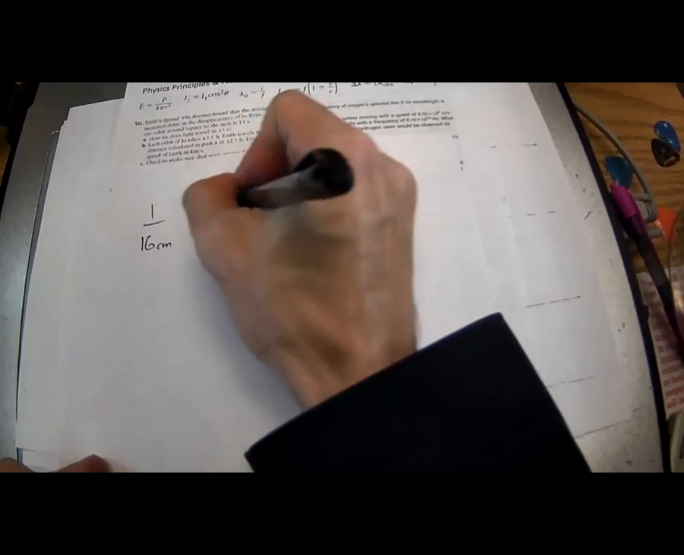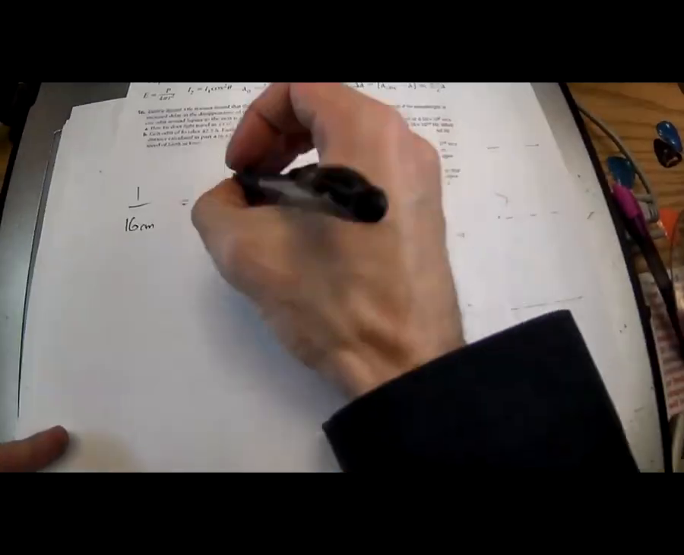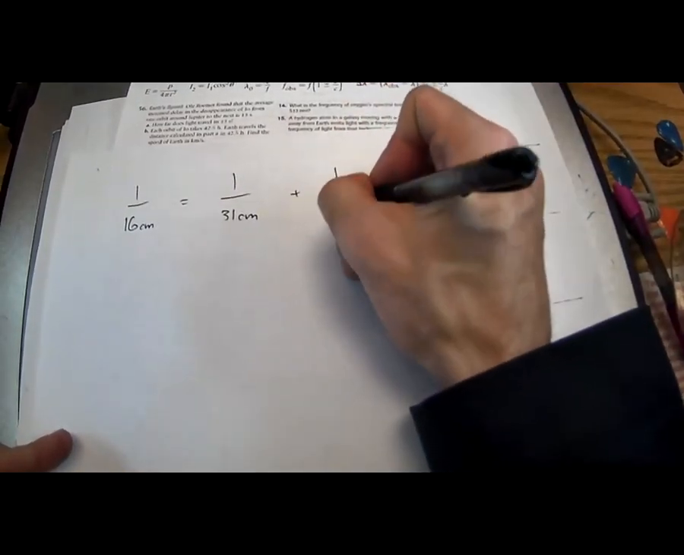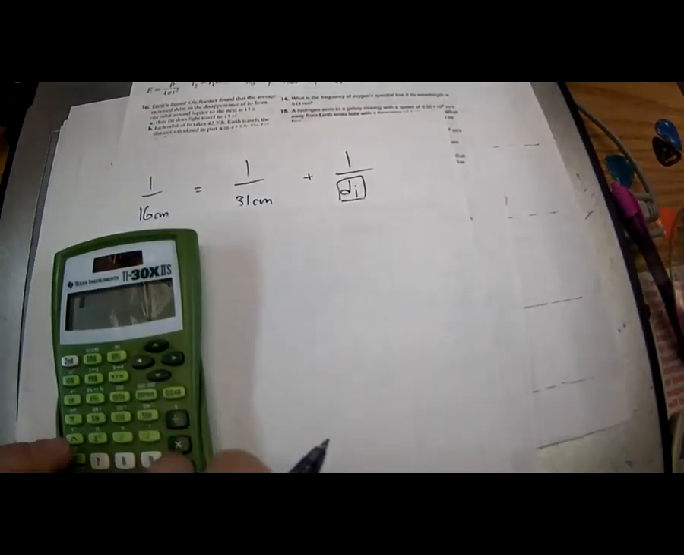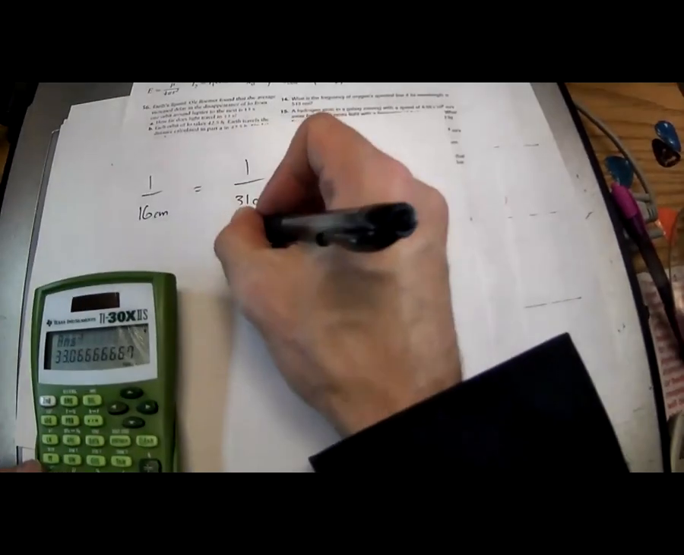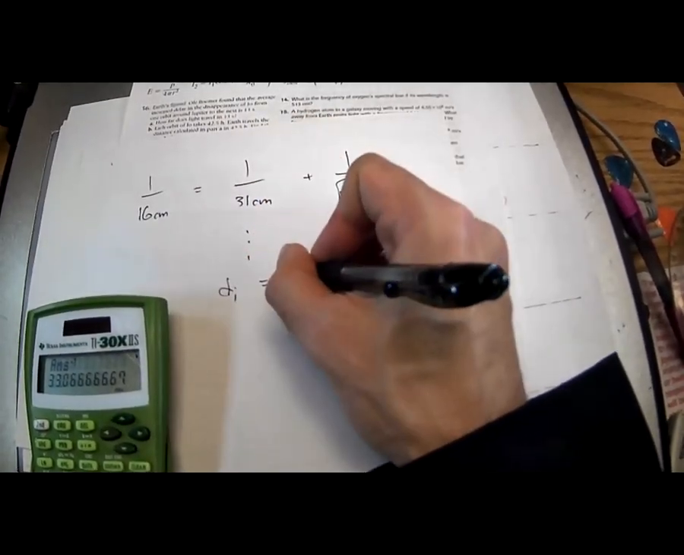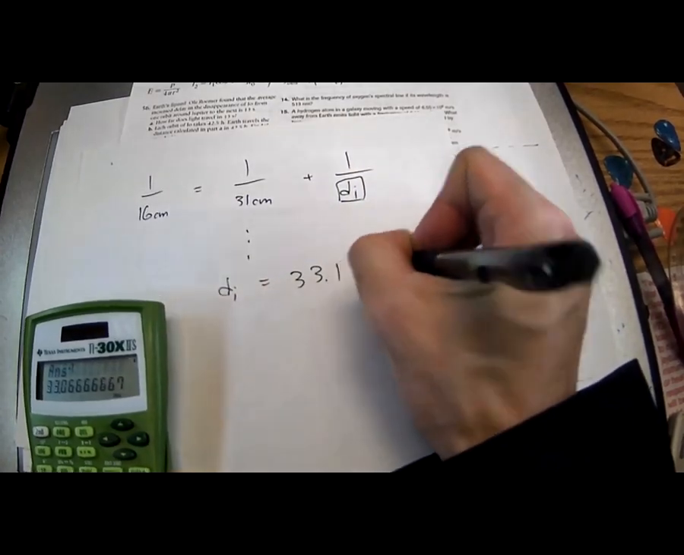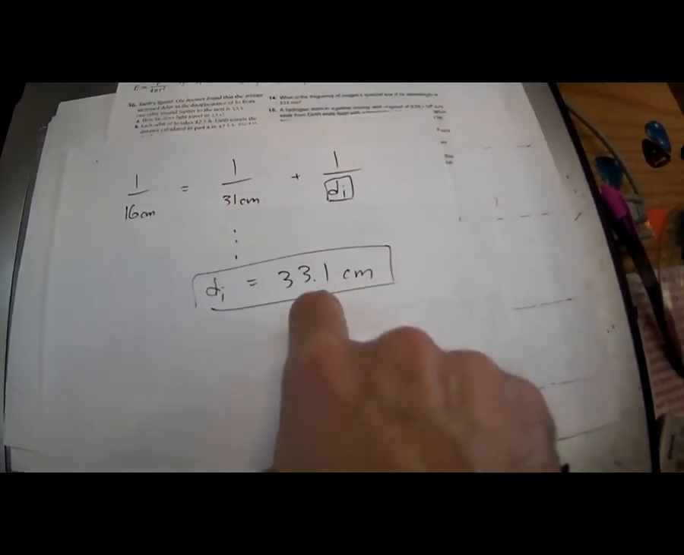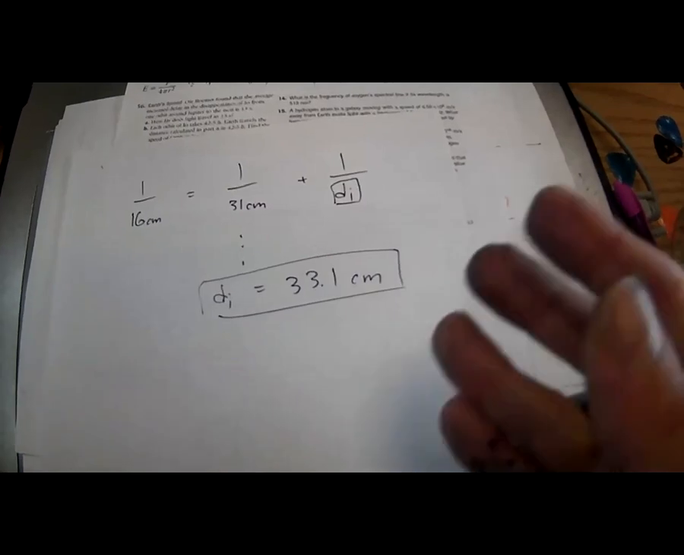Okay, so let's run the numbers. 1 over focal distance of 16 centimeters equals 1 over distance object of 31 centimeters plus 1 over distance image, which we're solving for. Subtract over: what's 1 over 16 minus 1 over 31? Then take the reciprocal. Distance image should be 33.1 centimeters. Yeah, that is in line with the ray diagram, right? It's approximately the same position as the object, just a little bit behind it. That's exactly what that says.